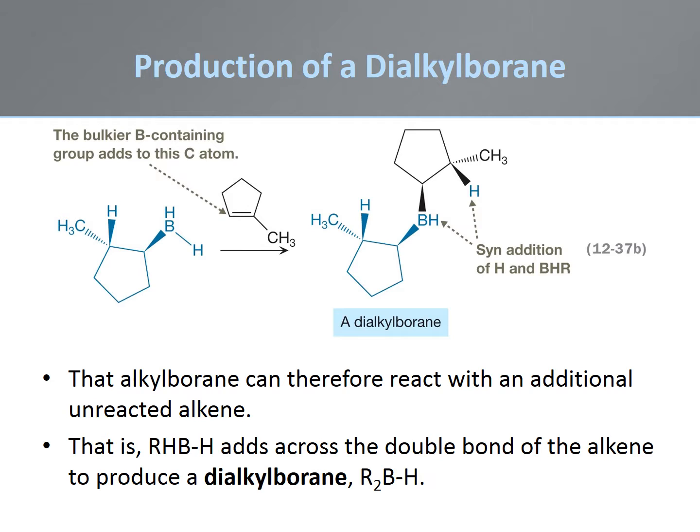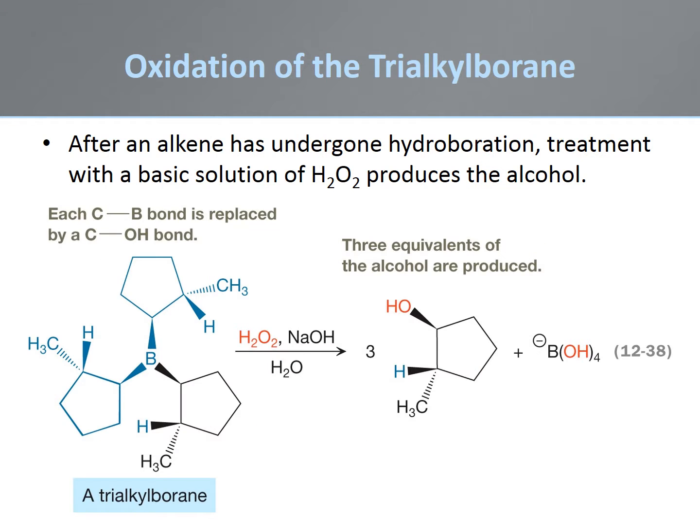The product of the addition of borane to an alkene is an alkyl borane. This compound has additional boron-hydrogen bonds and can react with more molecules of the alkene to form dialkyl and then trialkyl boranes. Once all the boron-hydrogen bonds have been replaced with boron-carbon bonds, the trialkyl borane intermediate can then be reacted with basic hydrogen peroxide to generate 3 molecules of alcohol and a borate anion.